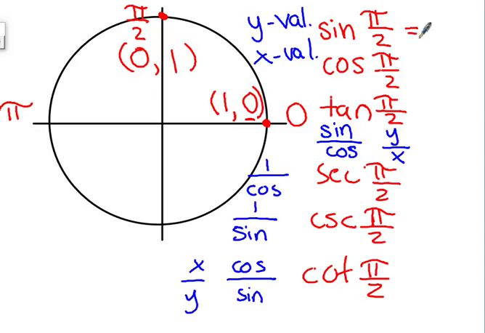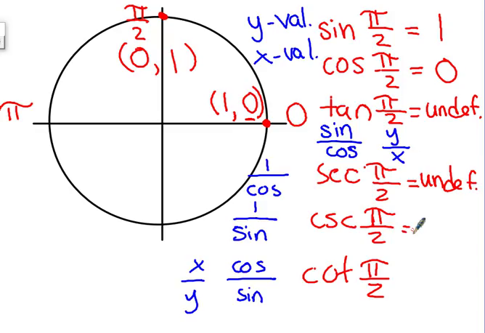Sine is our y value, so sine of pi over 2 is 1. Cosine is our x value, so cosine of pi over 2 is 0. Tangent is the ratio of sine over cosine, so 1 over 0, and that's undefined. Secant at pi over 2: secant's the reciprocal of cosine, remember? I go up here to cosine, and I have 1 over 0. That gives me undefined.